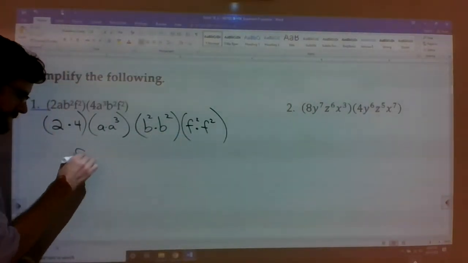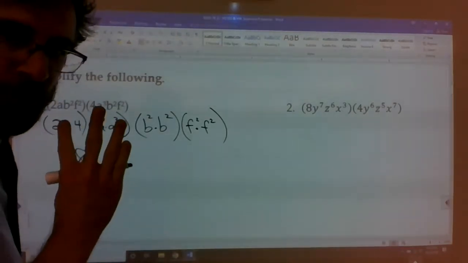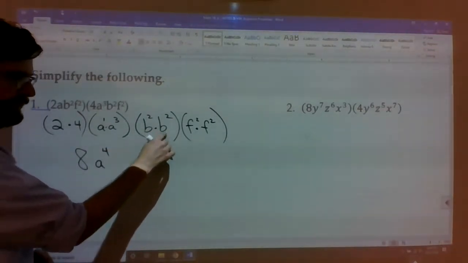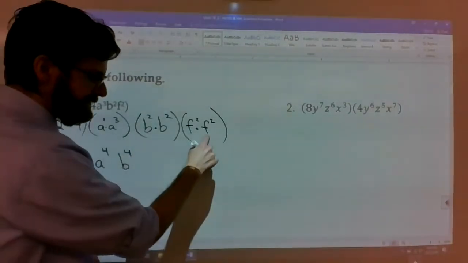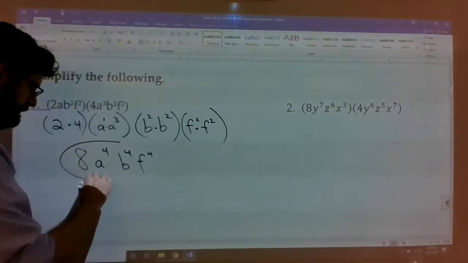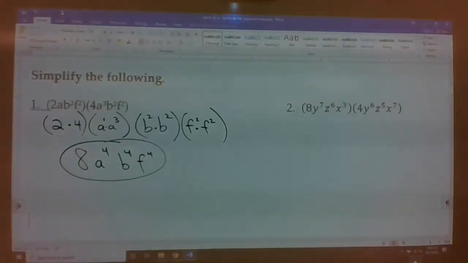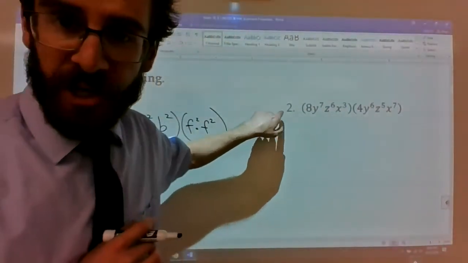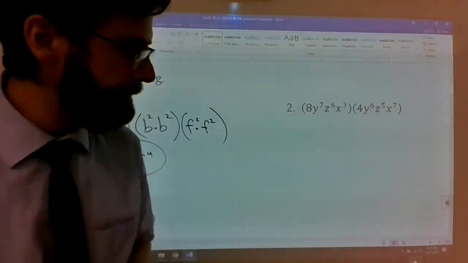This is a to the 1 times a to the 3, so that's going to be a to the 4th power. B squared times b squared is b to the 2 plus 2. And f squared times f squared is f to the 2 plus 2. All right. Hopefully you guys are starting to get the hang of it. Pause the video and try number 2 on your own. All right, let's see what you got.